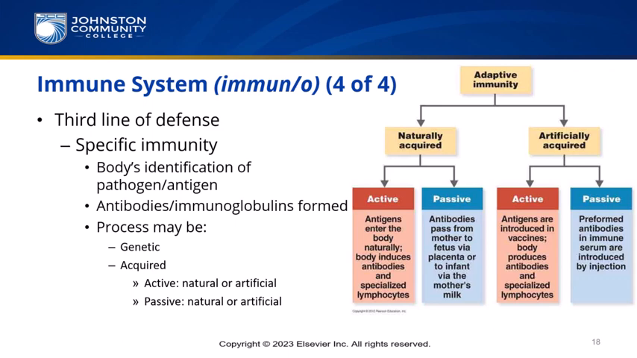We have natural passive immunity, which is the passage of antibodies through the placenta or breast milk. And then we have artificial passive immunity, which is the use of immunoglobulins harvested from a donor who developed immunity against specific antigens.